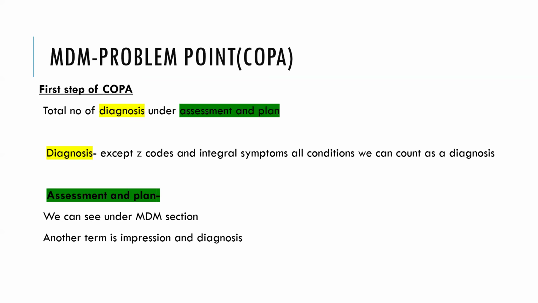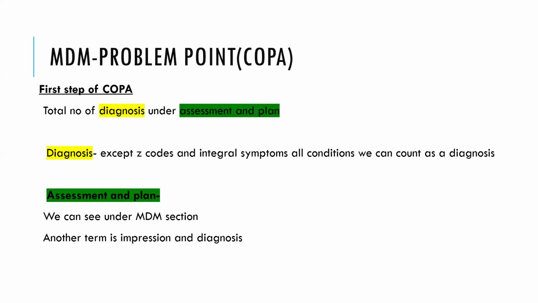So if you see here, we have discussed that. Remember this point that diagnosis, you cannot count Z codes and you cannot count integral symptoms. And diagnosis, you need to take only from which area? Tanya, can you help me? You need to take it from history and physical examination, or you need to take only from assessment and plan? Only from assessment and plan.